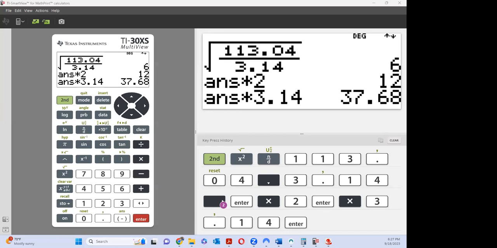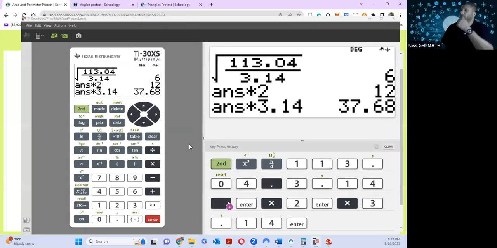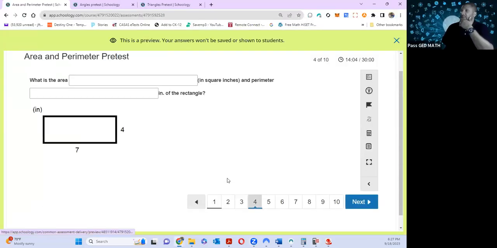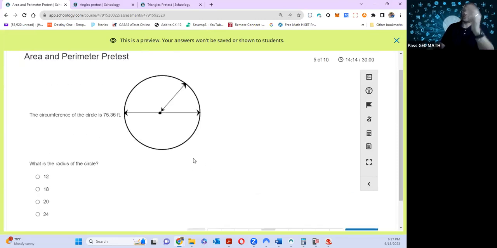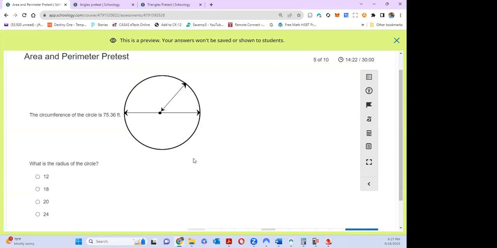All right, let's try another. Let's try any other. It says, what is the area and perimeter? That's pretty easy. That's an easy one. Here's another one. The circumference of this circle is 75.36 feet. What is the radius?